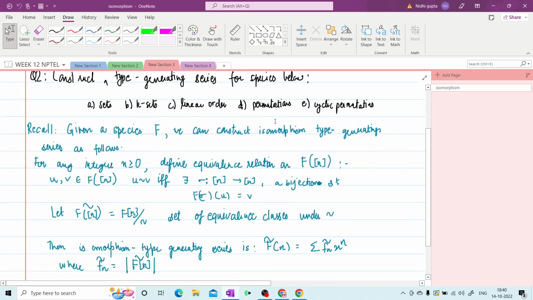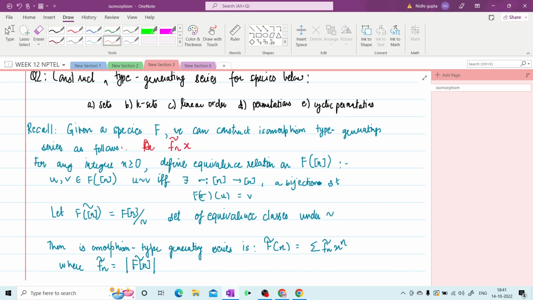So first of all, what is isomorphism type generating series? Given a species F, we can construct the isomorphism type generating series as follows. It is of the form F̃n x raised to the power n, and we are interested in looking at this number. So what is this number?